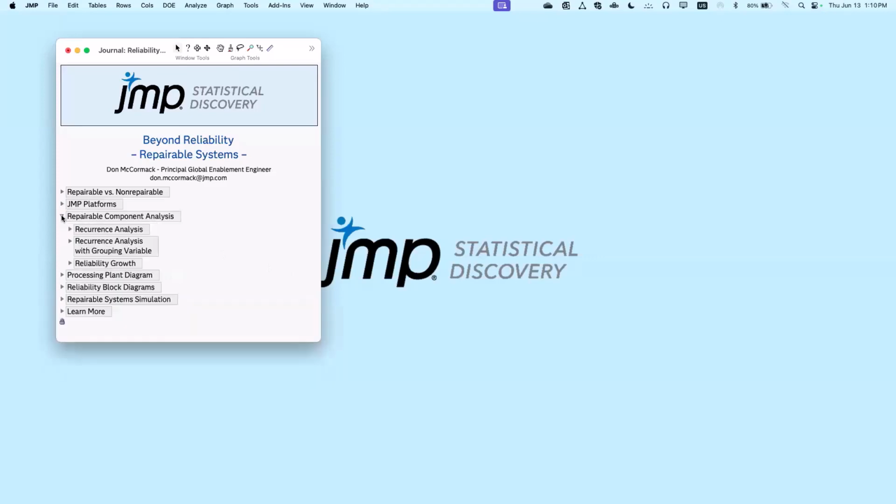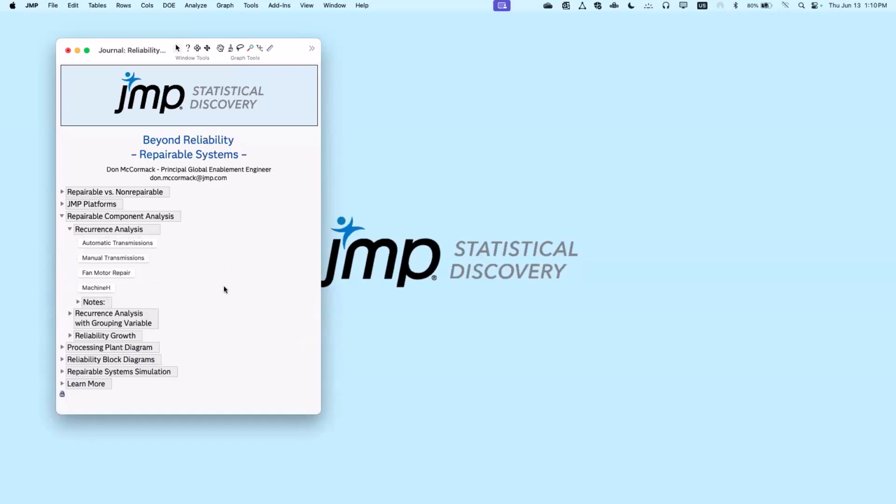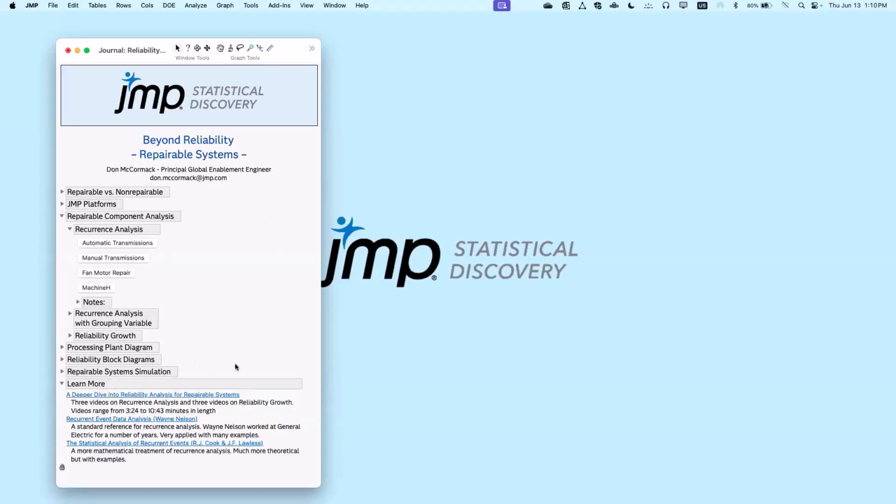All right, so let's start with repairable components. Let's start with recurrence analysis. I'm going to be drawing a lot of examples from a great book that came out probably 20, 25 years ago now. And by the way, I know I'm not going to have enough time to cover absolutely everything.